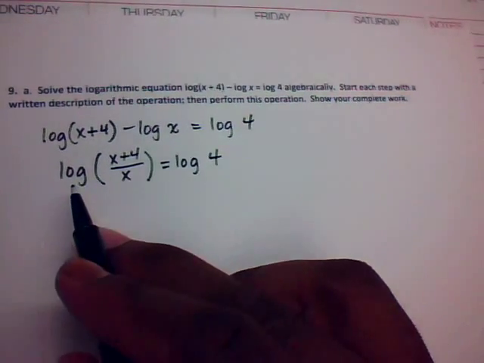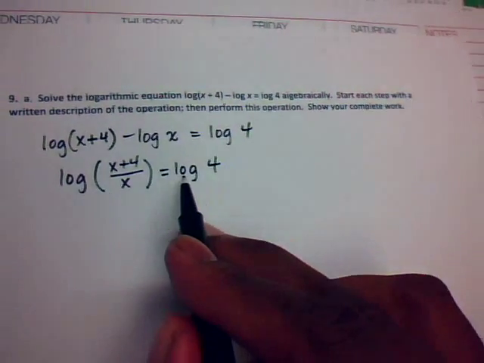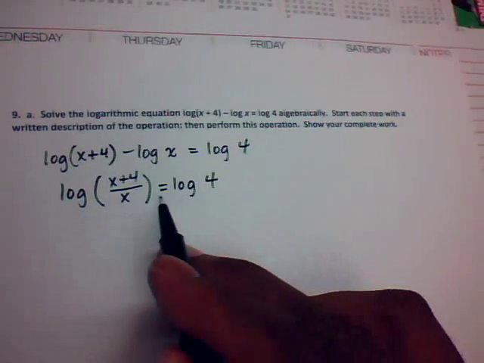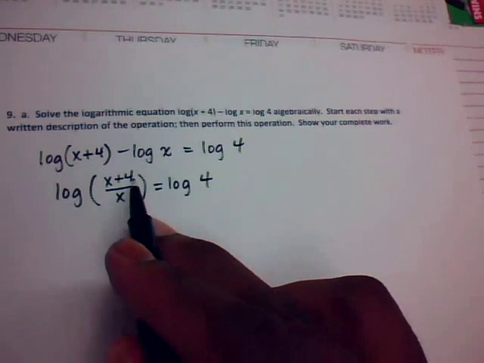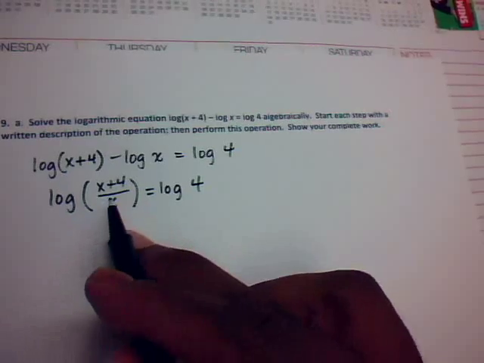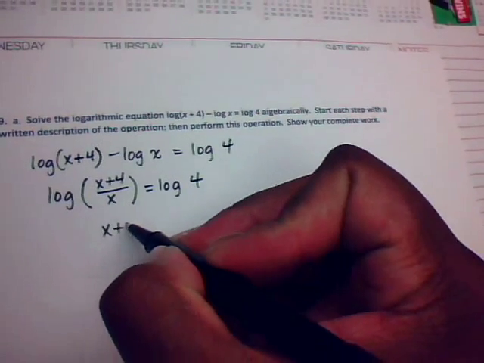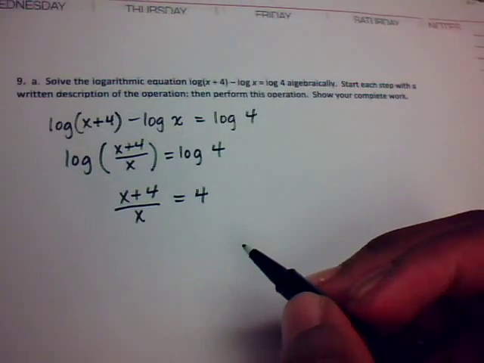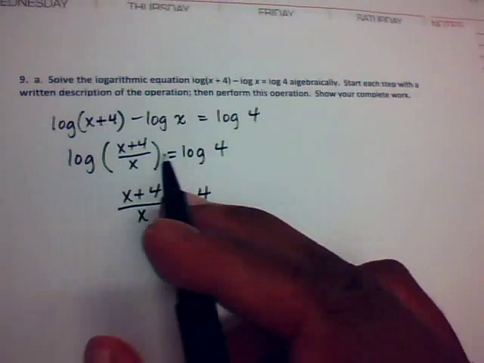Now in this case, I have logs on both sides of the equation. Here I can use the one-to-one property. Since I've got the logs on both sides, I can set this expression equal to this term right here. I'll take that x plus 4 over x and set that equal to 4. Here I'm using the one-to-one property.